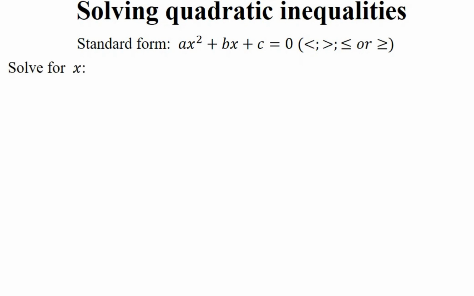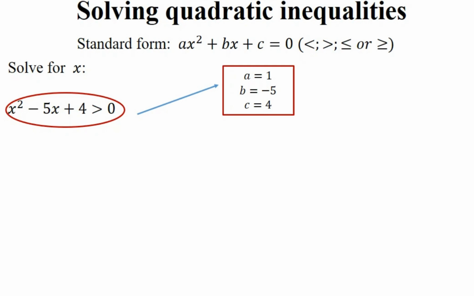Solve for x. A quadratic inequality is given as x squared minus 5x plus 4 is greater than 0. So now we'll look for the values of x that will satisfy this inequality. When looking at this inequality, you can see that it is in standard form, such that we can read the value of a, the value of b, and the value of c. a is equal to 1, b is equal to -5, and c is equal to +4.